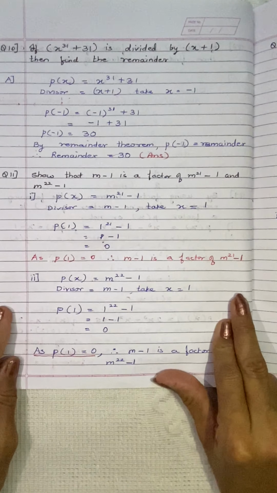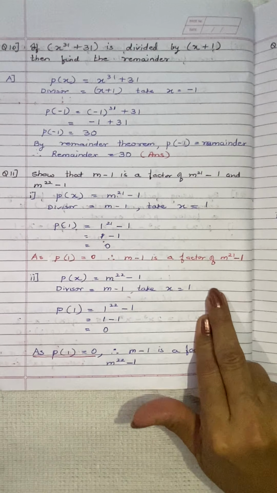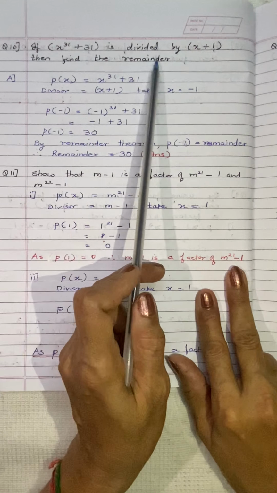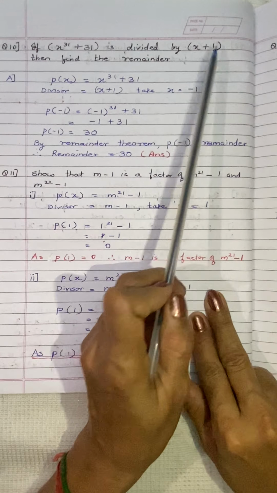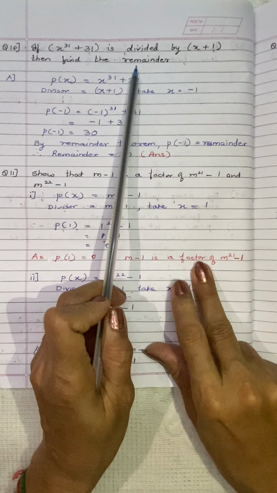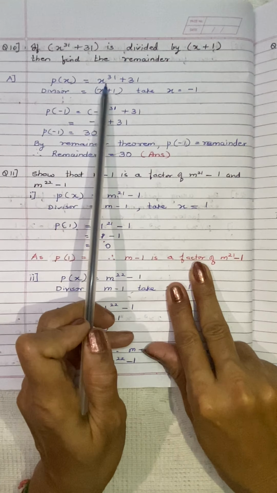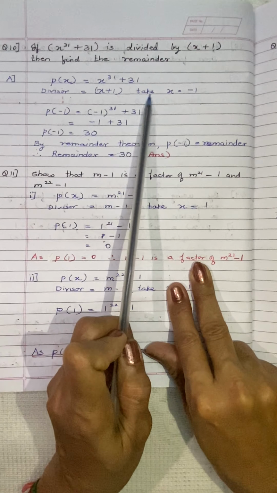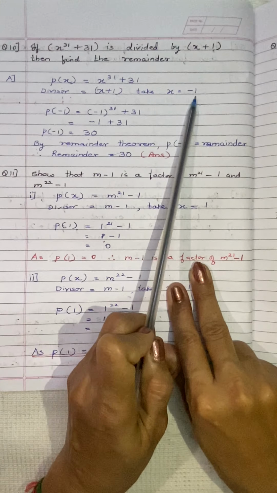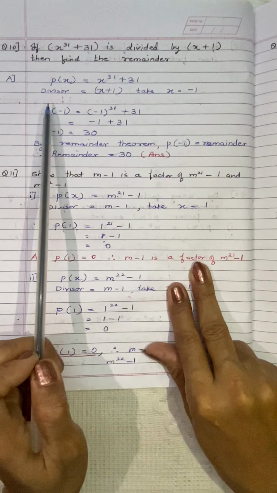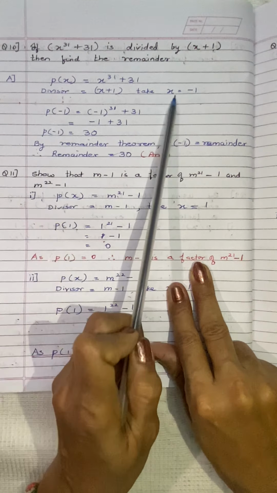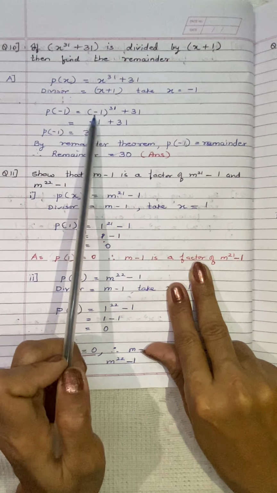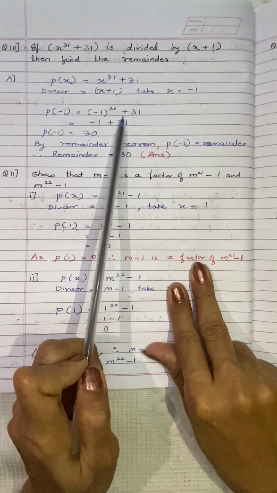Let's come to question number 10. If x raised to 31 plus 31 is divided by x plus 1, find the remainder. Now P(x) is equal to x raised to 31 plus 31. The divisor is x plus 1, taking it as x is equal to minus 1, the opposite of this. So we put the value of P(x) at x equal to minus 1: replace x by minus 1, raised to 31, plus 31.